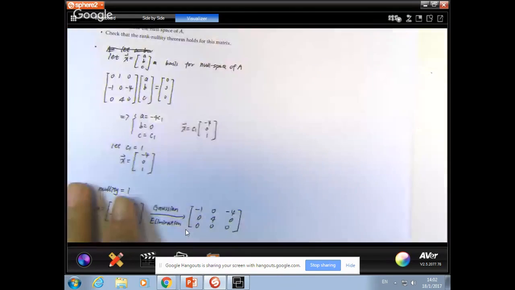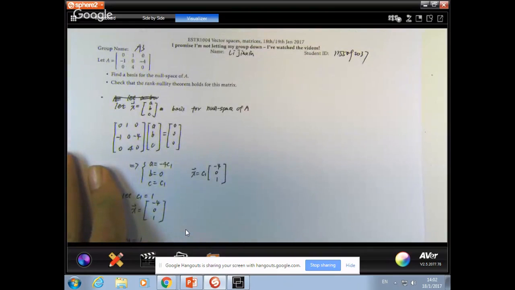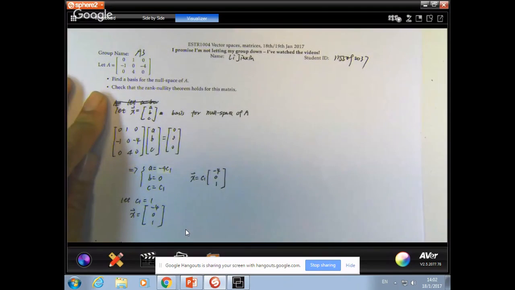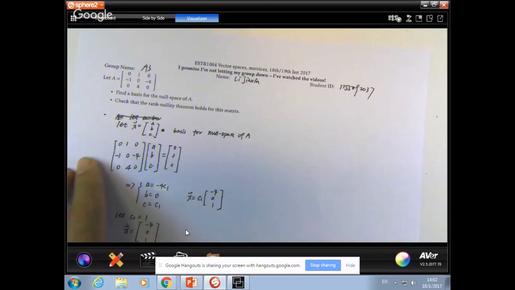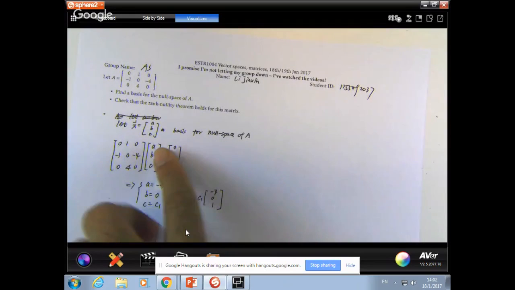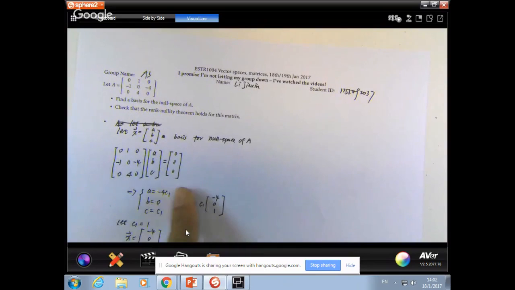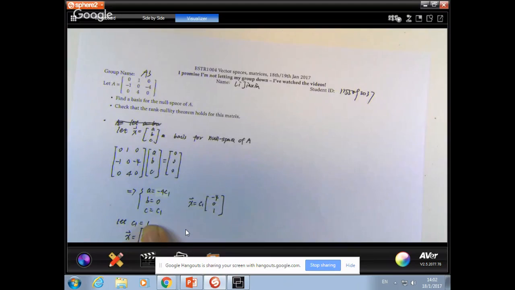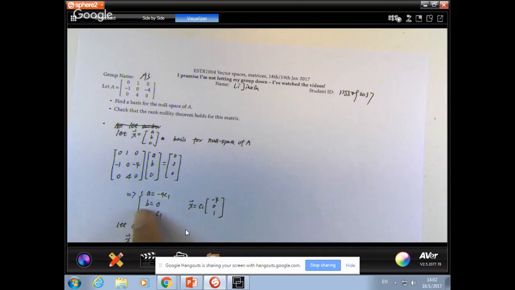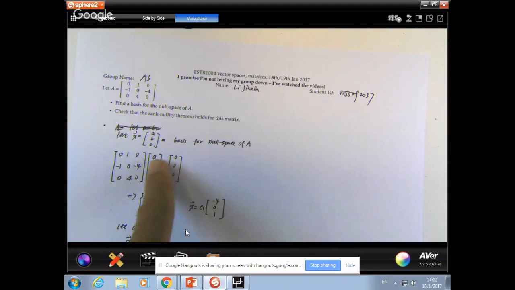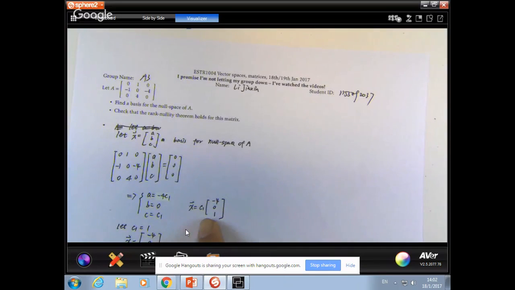All right. So remember the null space for a matrix is the set of vectors such that the matrix times the vector equals the zero vector. In this case, Jiaxin and her groupmates noticed that if A, B, C satisfies these equations, then X should be of the form C1 times (-4, 0, 1), right?